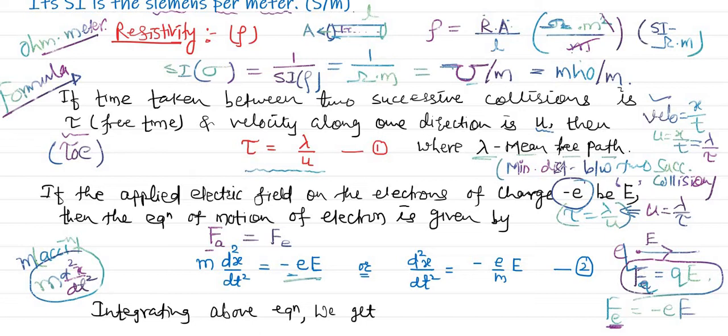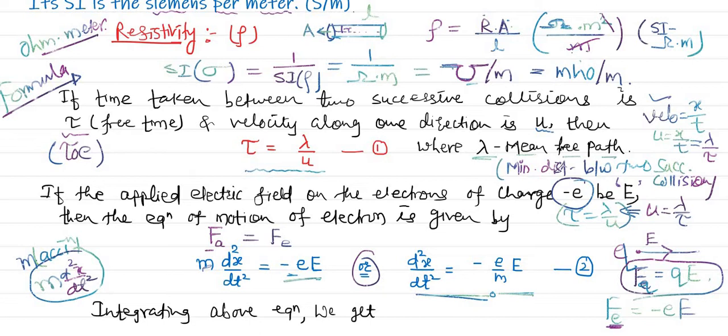So again we will write this equation, just bringing this m to the other side. So d2x by dt square is equal to minus e by m into capital E. This is the equation of motion in the electric field. Name it as equation number 2. Now if we integrate this equation number 2, what will we get?